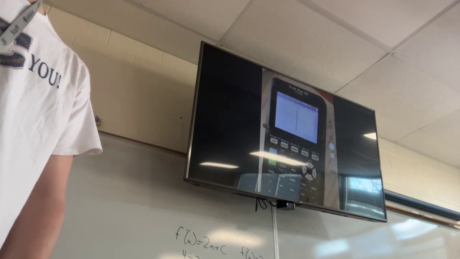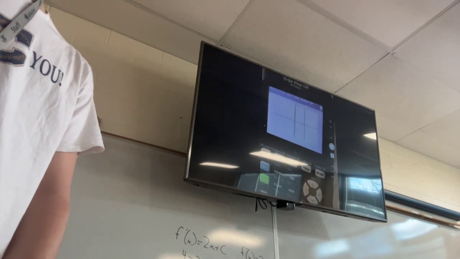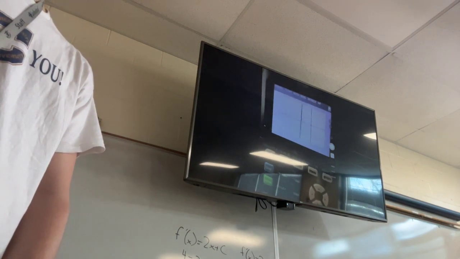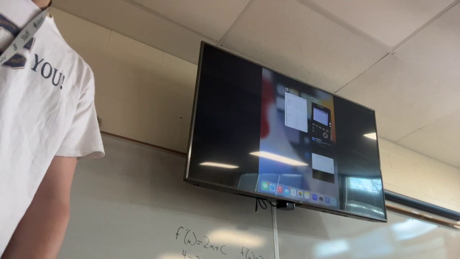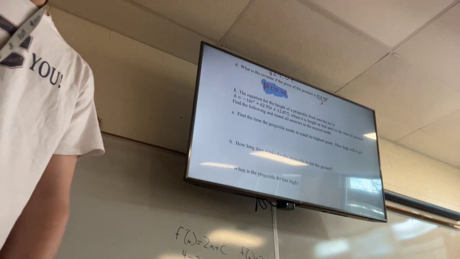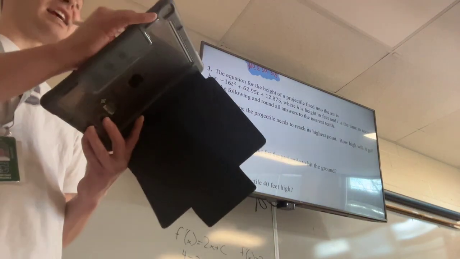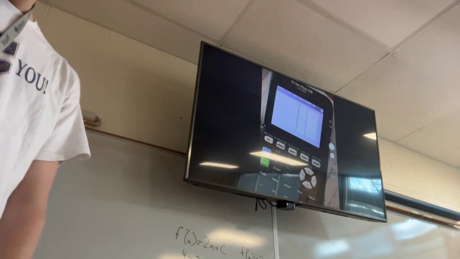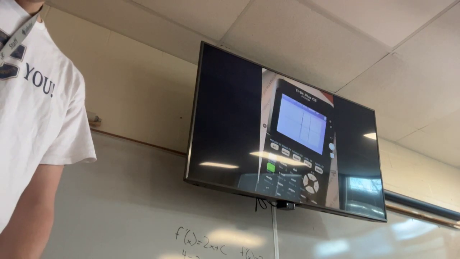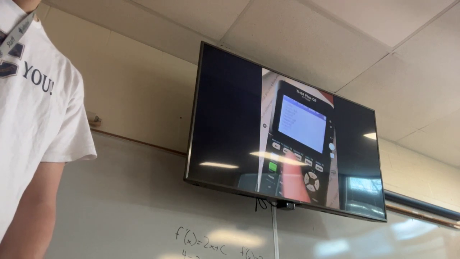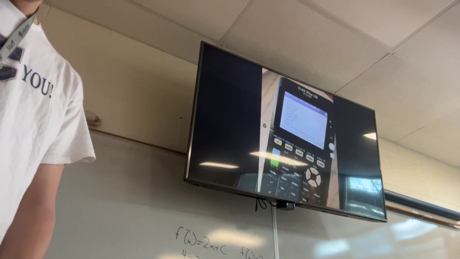All right, so I can see kind of part of the graph, right? Let's look at that first question. Find the time the projectile needs to reach its highest point. What's my highest point? What's that also called? My max, right? Can I see my max on my window? No, I don't see max. Okay. So I need to do what? Increase your y max. Okay, let's try 100.